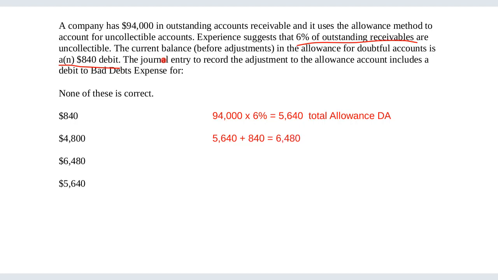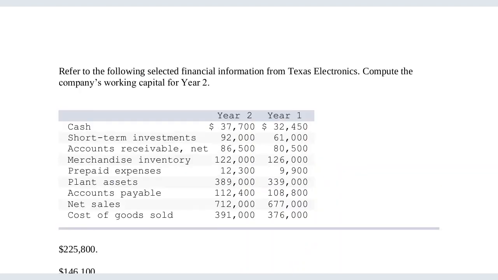6,480. Okay, and again, bad debt allowance for 6,480, and then credit the allowance for 6,480. I know it's not asking for the journal entry, but I just thought I'd throw it out there so you guys can see. All right.